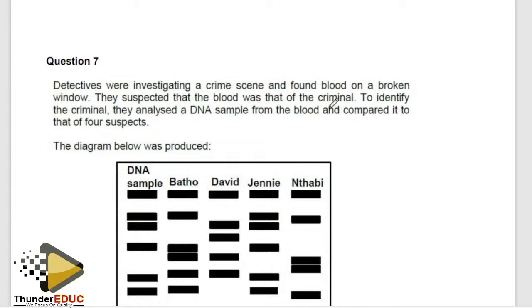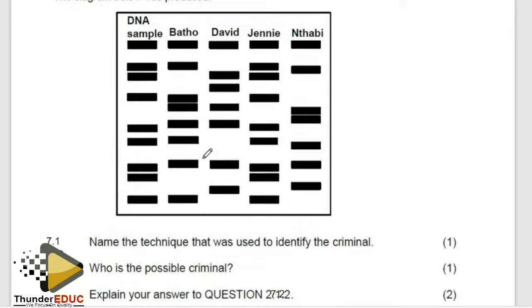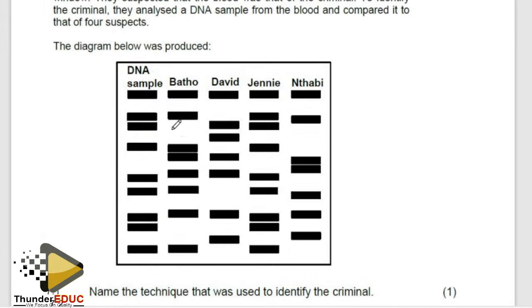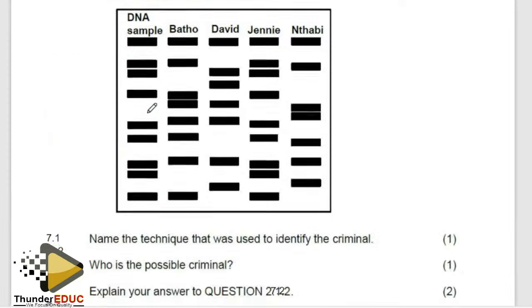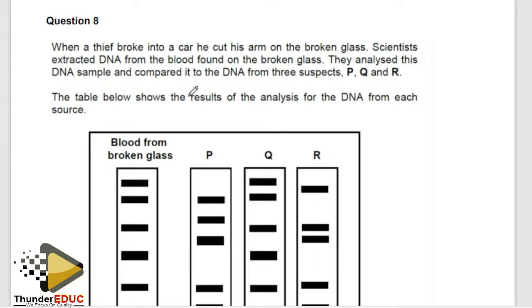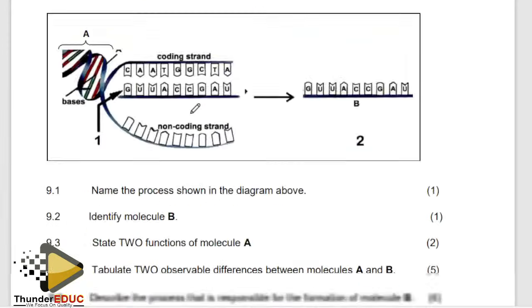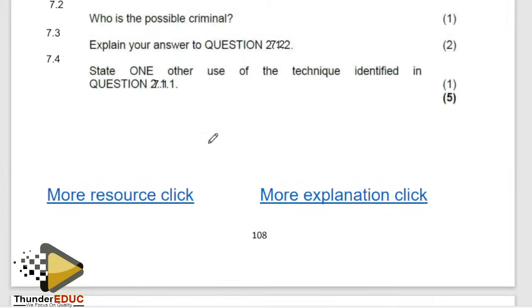Let me see if this question is about paternity test, identifying the criminal or this. Okay, DNA sample. Let me just read it. Detective investigating the scene of broken window, suspected blood was found, the criminal identified. No, it won't give me what I want. Okay, now let me design my question so that you understand what I'm saying.